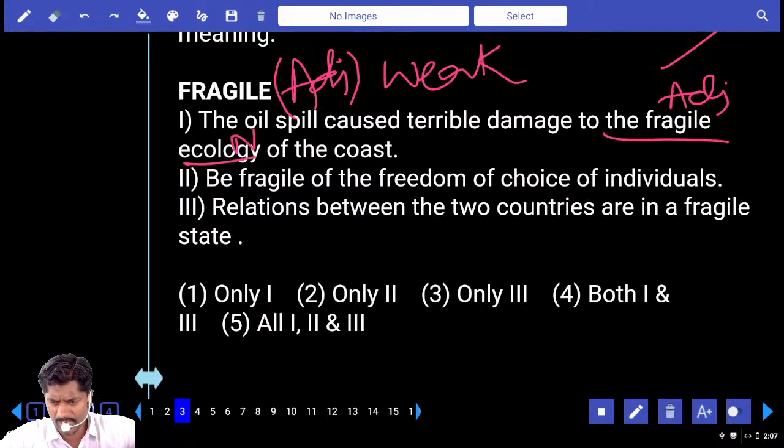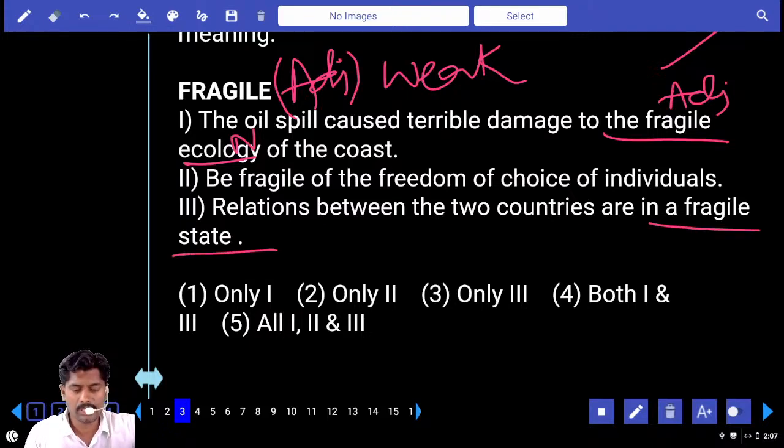Is fragile of the freedom of choice of individuals? Not sure. Relations between the two countries are in a fragile state? Yes. It means the relations between the two countries are in a weak state, not in a good state. So 1, 3 okay, but do we have 1, 3? The fourth option is the right answer.